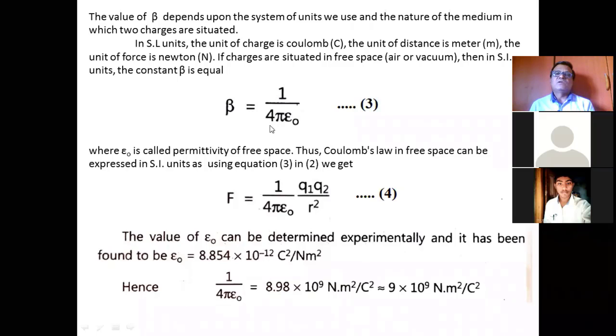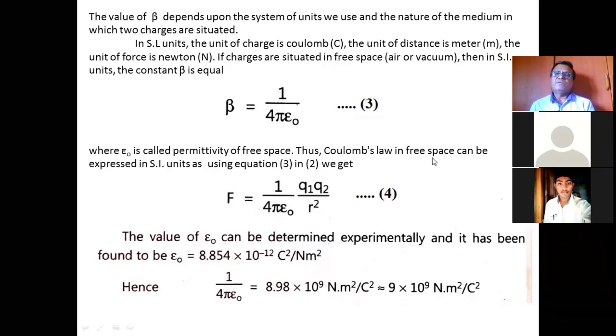That is, beta is equal to 1 upon 4 pi epsilon 0, where epsilon 0 is called the permittivity of free space. That is the capability of that particular medium, how much charge it can store. Permittivity means how much charge the medium, air or vacuum, can store. This is called the permittivity, and this permittivity is epsilon 0.